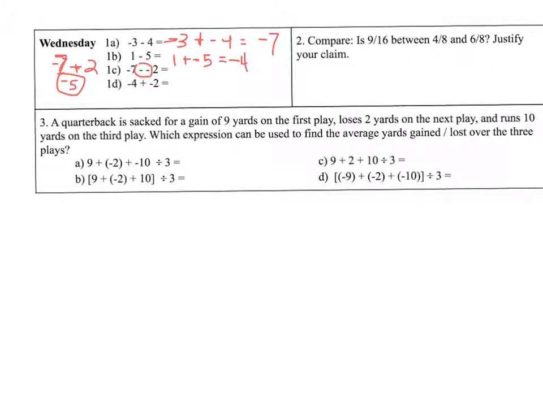Okay, negative 4 and negative 2. These are the same sign, so you add them together and you get 6. And then you're going to keep it negative, so it's negative 6 is your final answer.